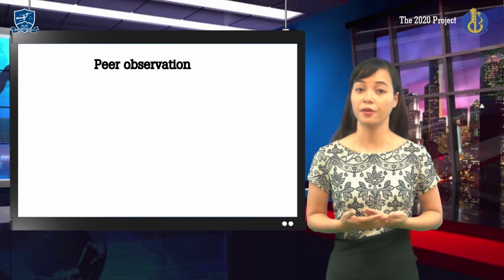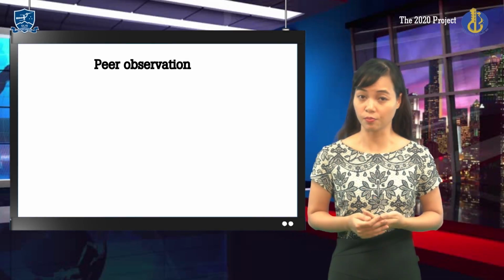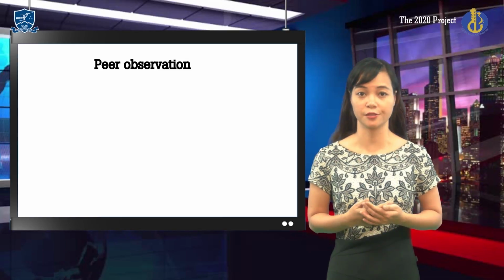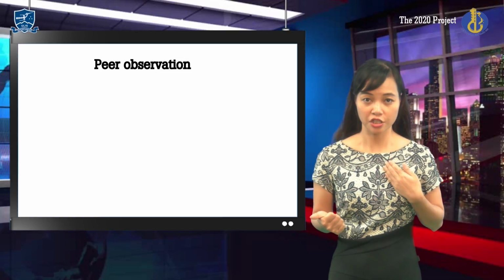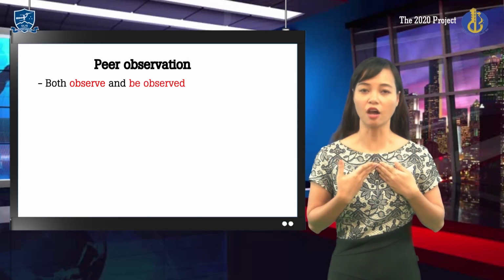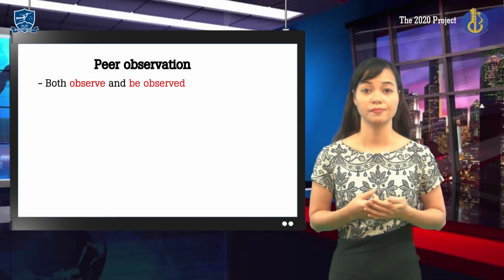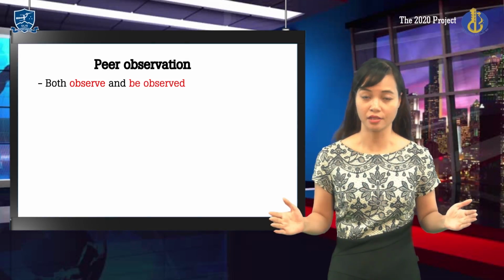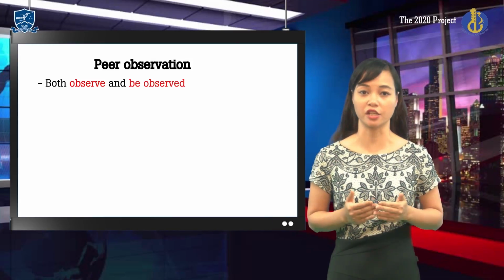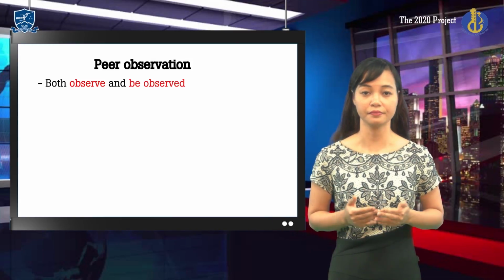When implementing peer observation, it is advisable to follow some suggestions. Firstly, each teacher would observe and be observed. In other words, teachers should work in pairs and take turns observing each other's classes.